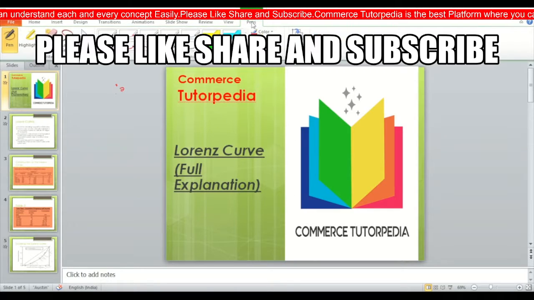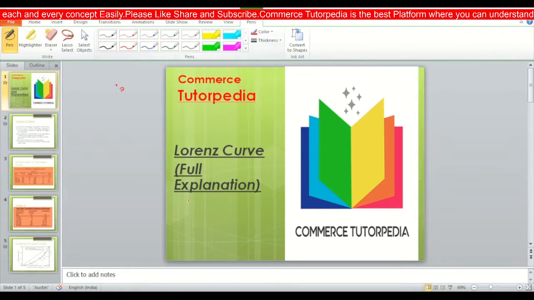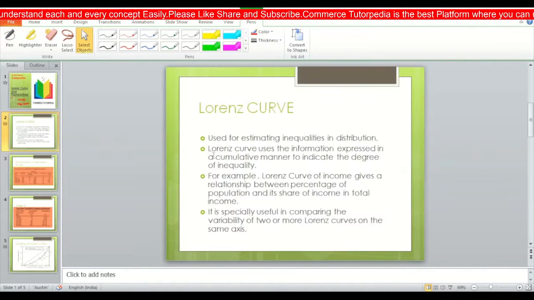In this video, we are going to discuss the Lorenz curve, and I'm going to give you the full explanation about this particular topic. Now, this topic is helpful for exams like NET JRF and also for college lecturer exams. So let us start with the definition of the Lorenz curve, and we are also going to discuss the construction of the Lorenz curve, which is the most important part of this topic.